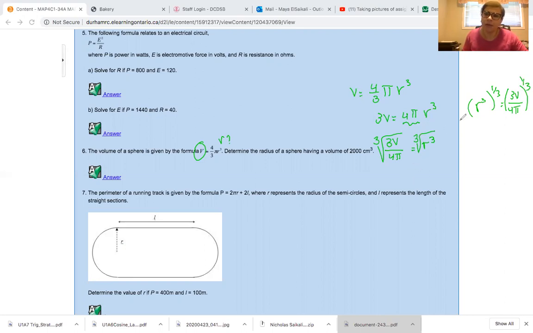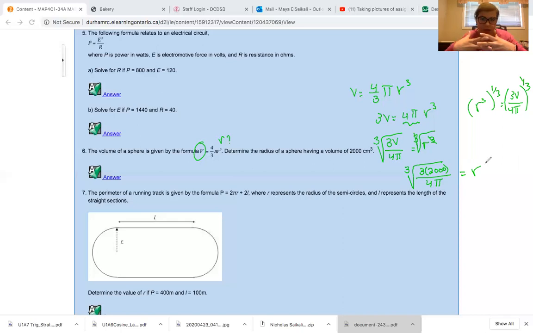Now, what happens when I do this is that it gets rid of the cube. So you'll be left with the cube root of 3V over 4 pi. So what I have here is the cube root of 3 times, they gave me V as 2,000, over 4 pi, and that's equal to the radius. Now, it's important that you know how to put that in the calculator.